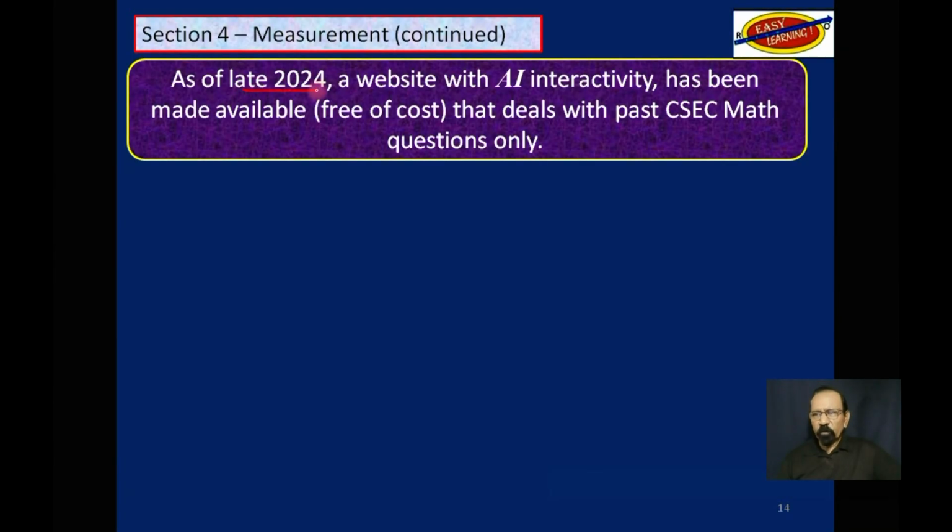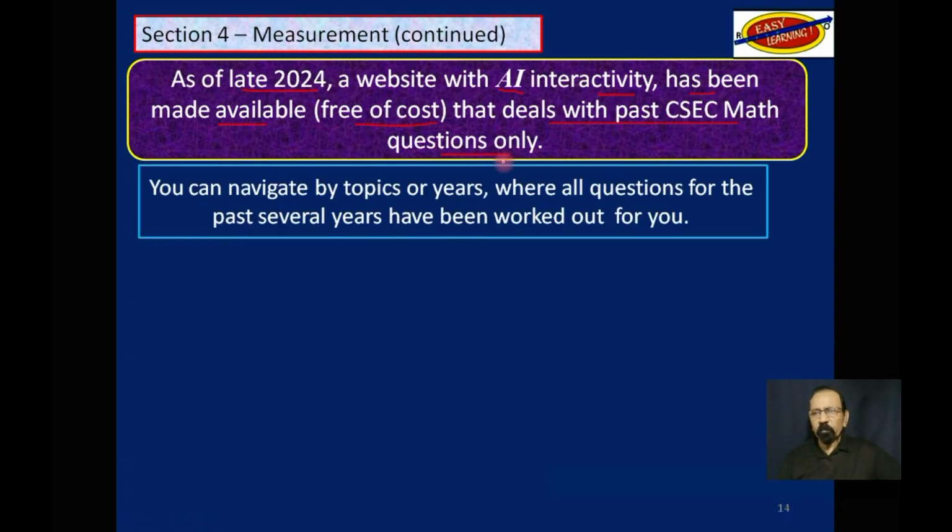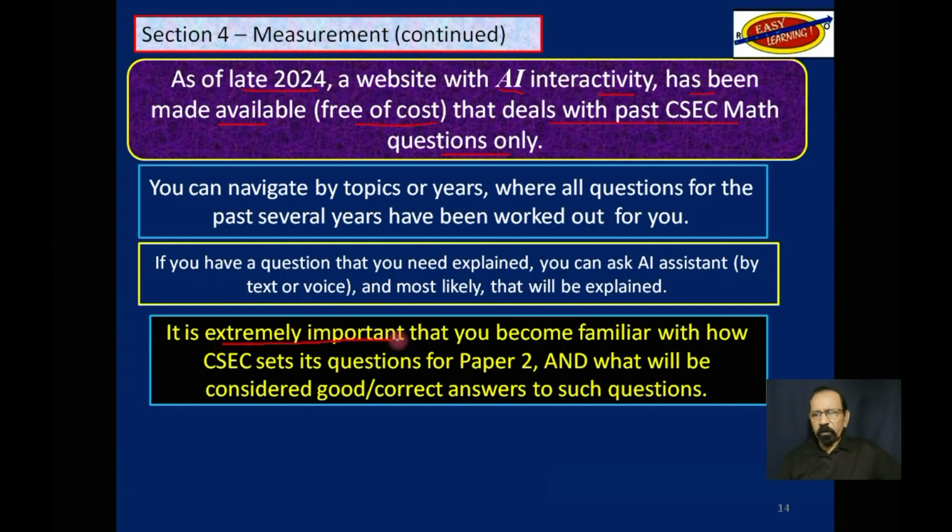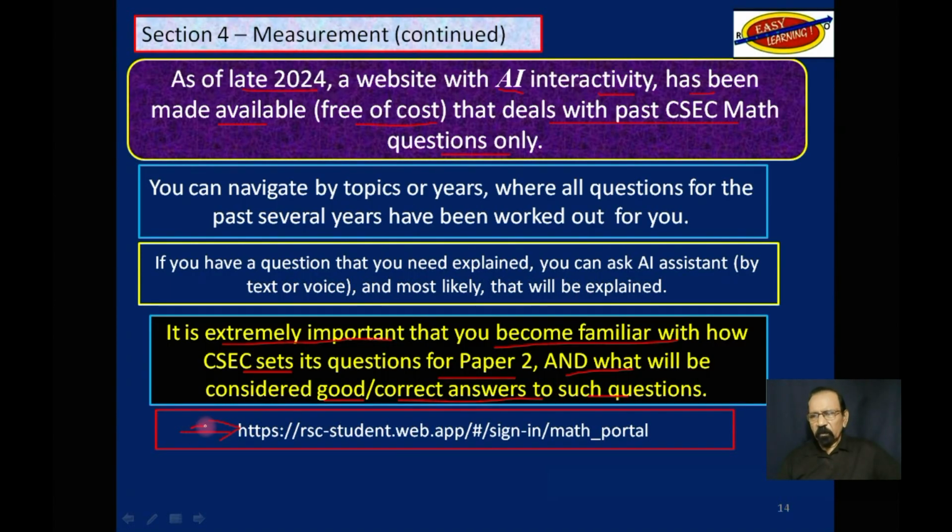Also, as of late 2024, a website with AI interactivity has been made available free of cost that deals with past CSEC math questions only, specifically from paper 2. It is extremely important that you become familiar with how CSEC sets its questions for paper 2 and what will be considered good or correct answers to such questions. The URL for that math website is this.